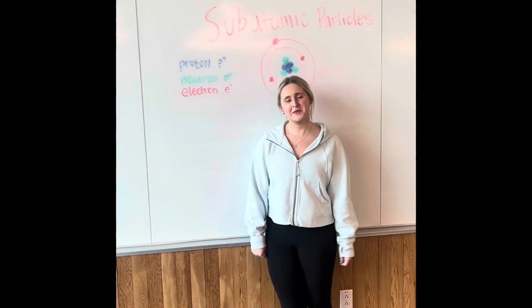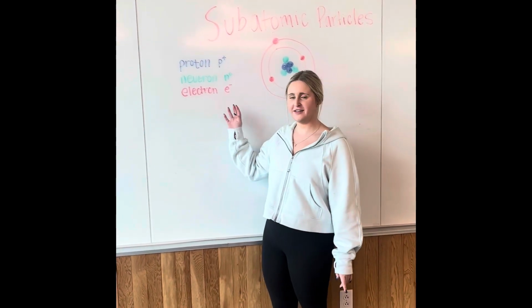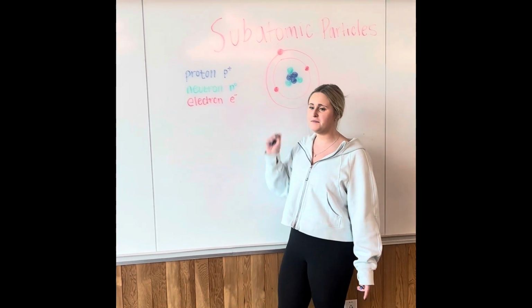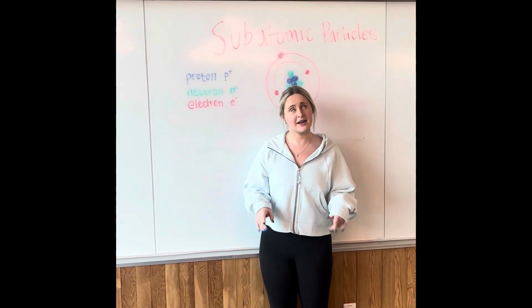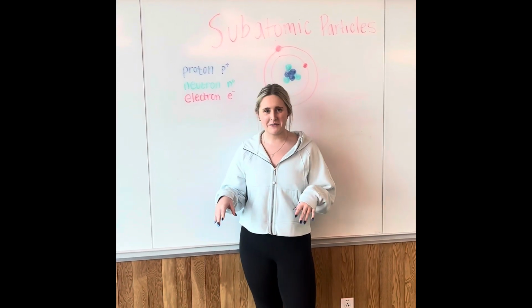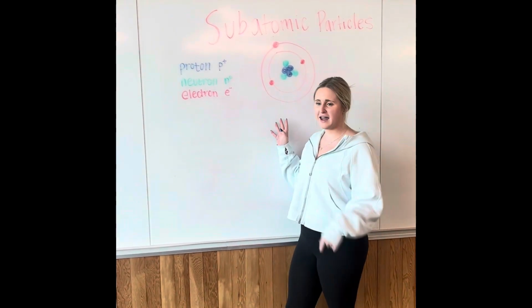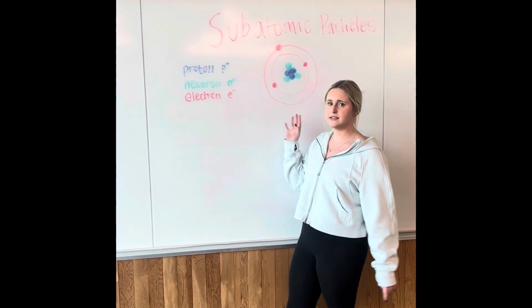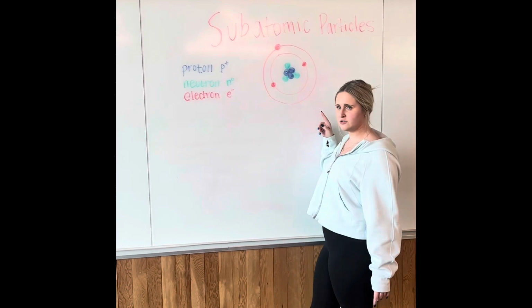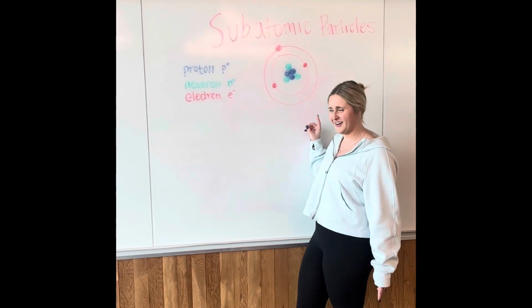Hi, I'm Macy Gilman, and I'll be talking about the electron. The electron has a symbol E with a subscript negative, and they are the negatively charged subatomic particles of the atom, and they orbit the nucleus. They are not inside the nucleus. That's where they're different from the protons and the neutrons.